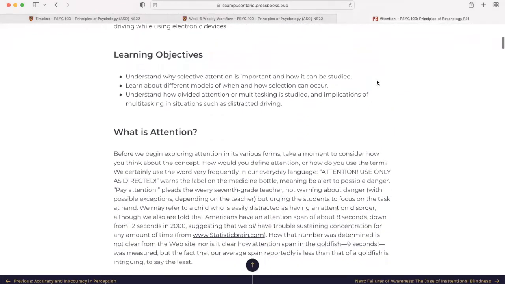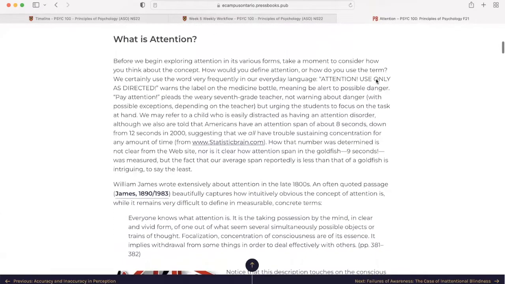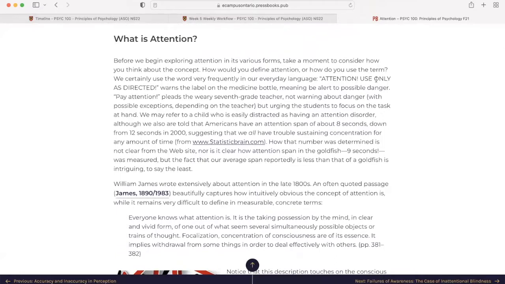But let's get going on the learning objectives that we have to keep in the back of our mind as we go through the chapter. Understand why selective attention is important and how it can be studied. Learn about different models of when and how selection can occur. Understand how divided attention or multitasking is studied and implications of multitasking in situations such as distracted driving. So let's begin by reading about what it is.